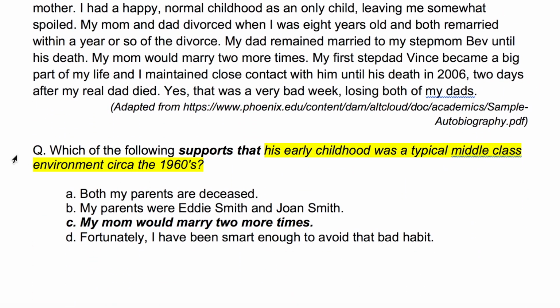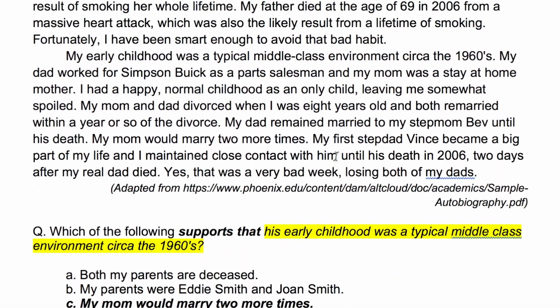Here's the question. Which of the following supports that. Okay, this supports that. That's telling us it's asking for a supporting detail. The rest of this sentence, his early childhood was a typical middle-class environment circa the 1960s. This second half of the sentence, which I've highlighted, that's part of a topic sentence. So in order to find the correct supporting detail, we've got to find which paragraph has this as part of a topic sentence. So let's look at our passage.